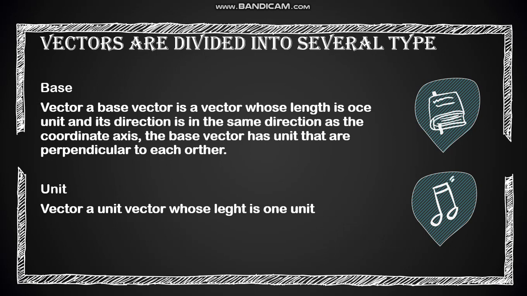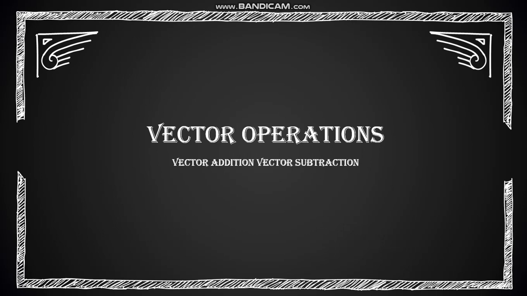Base vector. A base vector is a vector whose length is one unit and whose direction is in the same direction as the coordinate axis. The base vectors have units that are perpendicular to each other. Unit vector. A unit vector is a vector whose length is 1 unit.